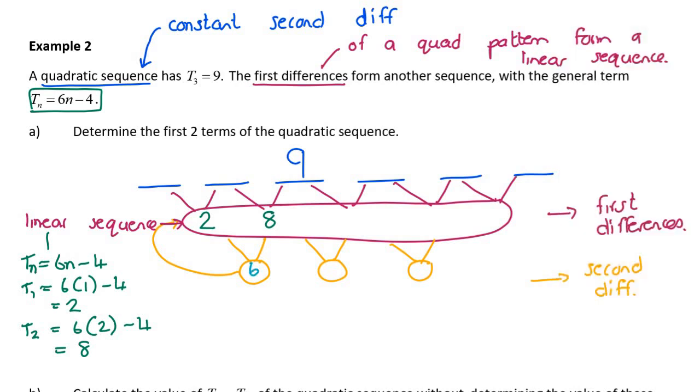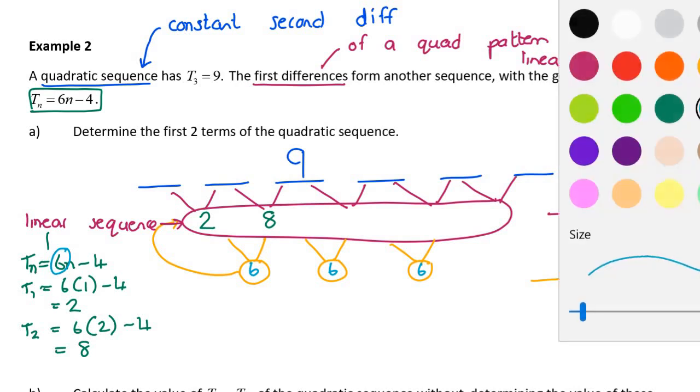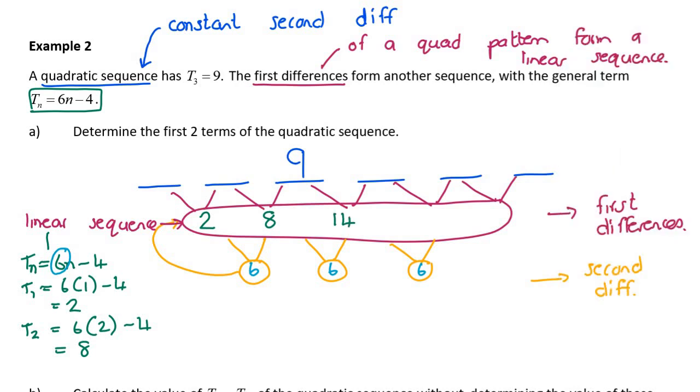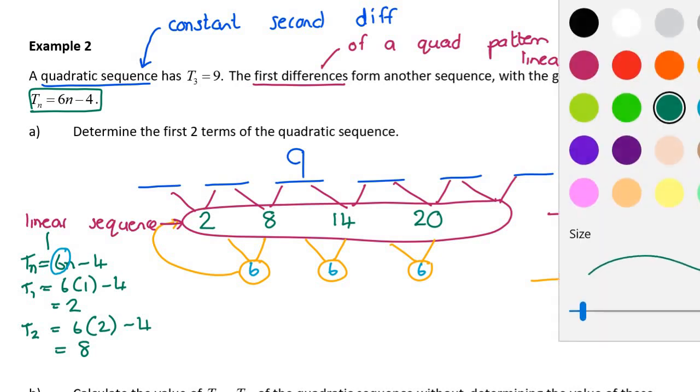Now that means I can actually work out what my constant is. My second difference must clearly be a constant of 6. Now that also makes sense if I look at the formula, because this was 6n. So I can keep on going now if I wanted to. This is 14, this is 20, etc. But basically the first differences are a linear sequence and the second difference is constant.